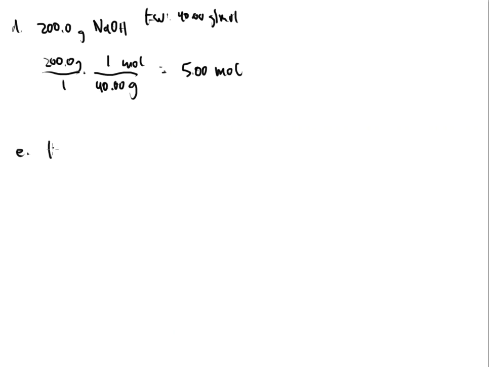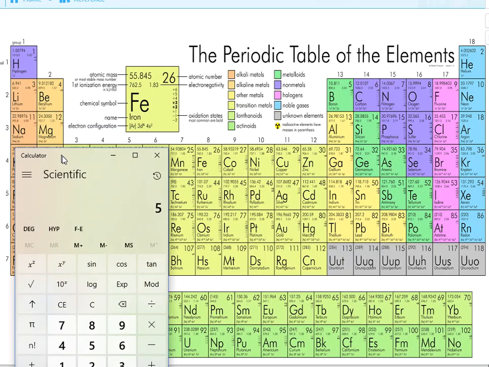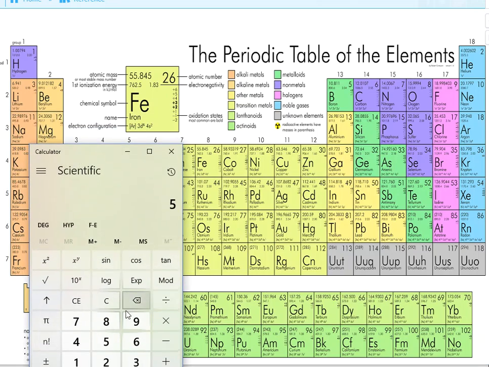Next one. Let's say that we have 100 grams of MgCO3. And I need to take gram and convert it to mole, just like we've always done so far in this video, right? So 100 grams, gram on bottom, mole on top. I need the formula weight of MgCO3. All right, so let's calculate that. I need to find magnesium. There it is. And magnesium is 24.31.